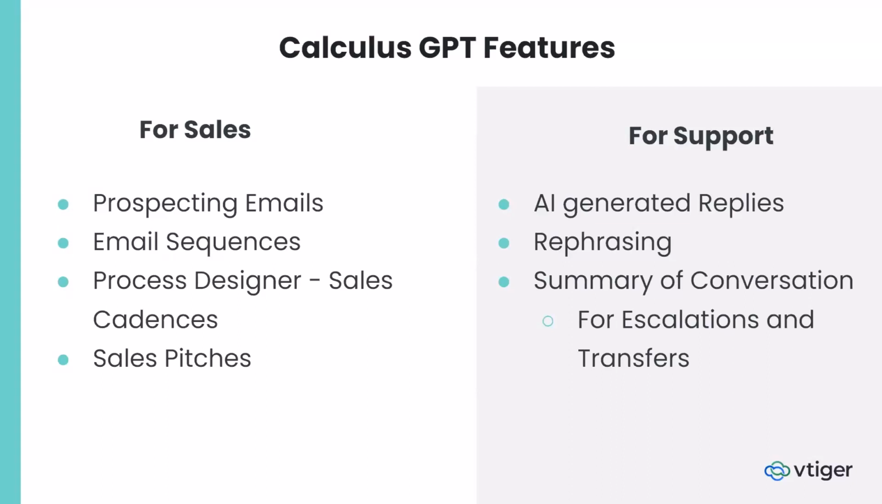So you could say, oh, this is a lead we haven't reached out to before. We would like an email in 200 words that talks about the benefits of our product. Then the email can be generated. You can make small adjustments if needed, and then send it off. And we can help you generate email sequences. So not just one, but an entire sequence.